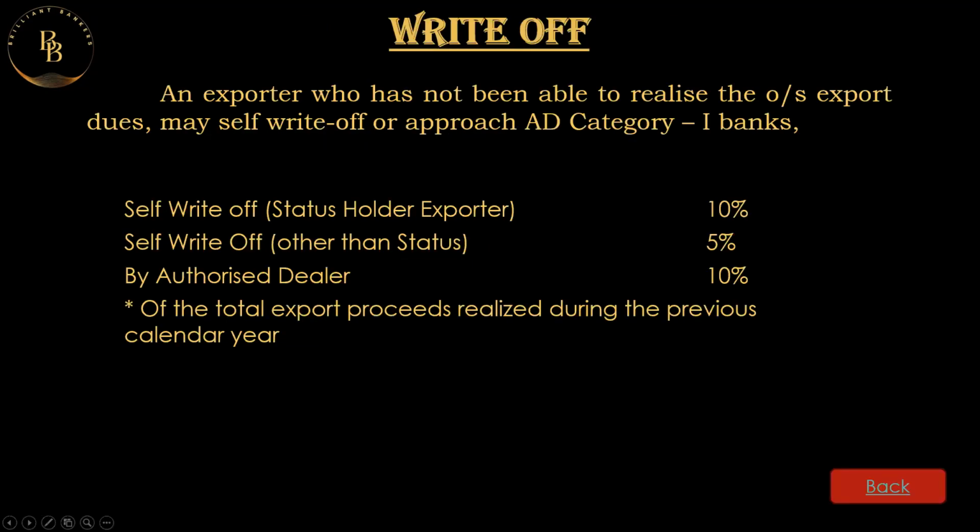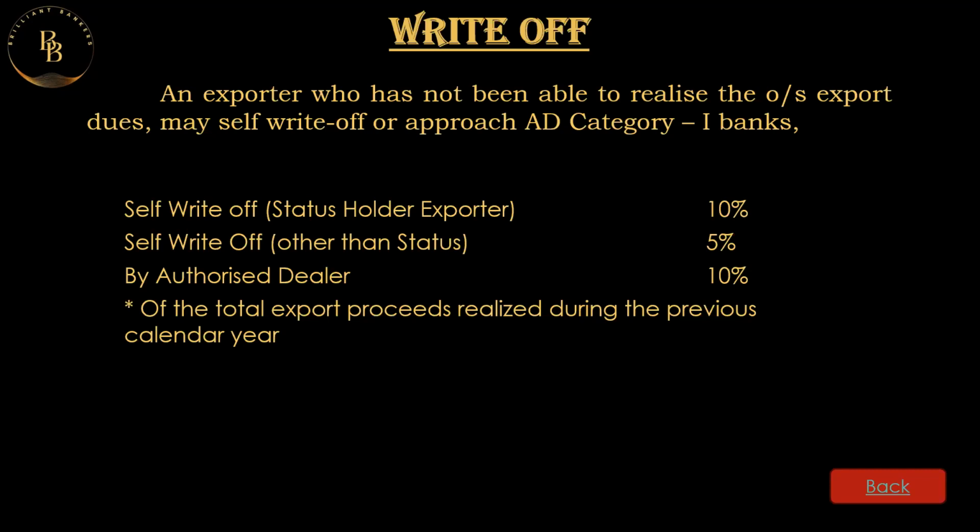An exporter who has not been able to realize the outstanding export dues despite his best efforts may either self write off or approach an AD Category 1 bank who has handled the relevant shipping documents, with appropriate supporting documentary evidence. In this condition, the RBI has prescribed limits and conditions for self write off as well as write off by ADs, which should be adhered to.